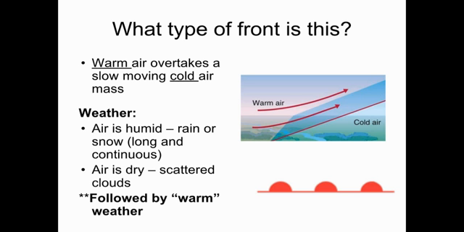When you have a warm front, if the air is really humid, it's going to bring rain and snow, long and continuous, might be several days. If the air is dry, it's just going to bring us scattered clouds. Now, these are going to bring and be followed by warm weather. By warm, I mean warm relative to what type of weather you were having. So if it was 19 degrees and you were having snow, warm might possibly mean that the next few days are in the 20s.